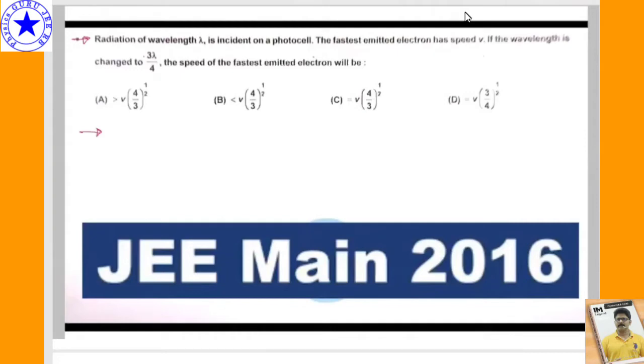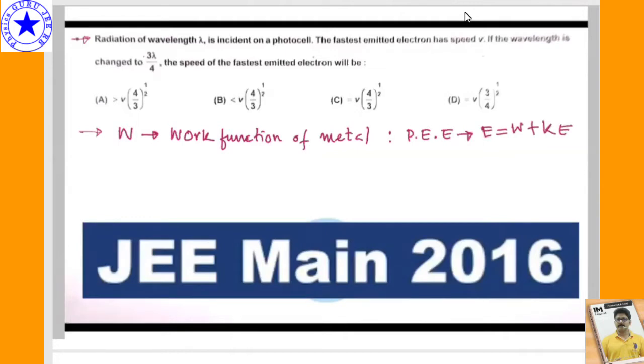First, if phi is the work function, or we can say W is the work function of the metal. Now I can write the equation from the photoelectric effect equation: E equals W plus Ke.